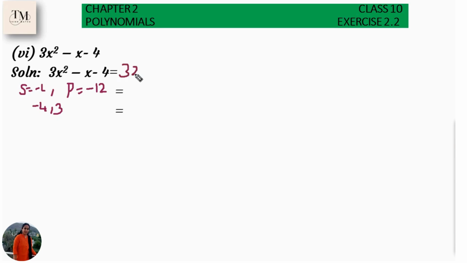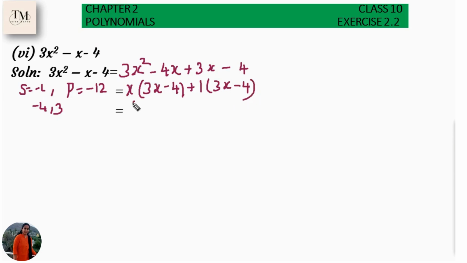Okay. So 3x square minus 4x plus 3x minus 4. Okay. So here x is the common term. So x into 3x minus 4. So here 1 is the common term. So in the bracket it will be 3x minus 4. So 3x minus 4 can be taken outside. The remaining will be x plus 1.